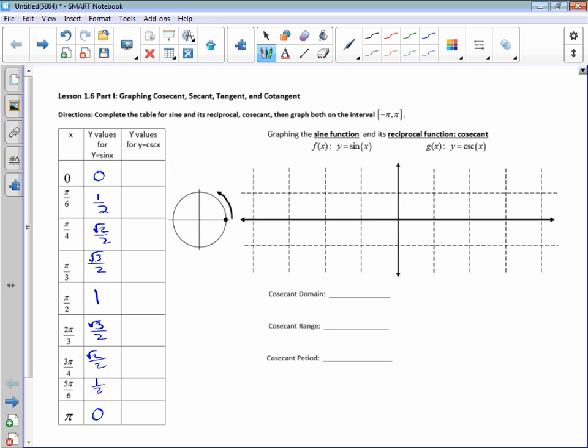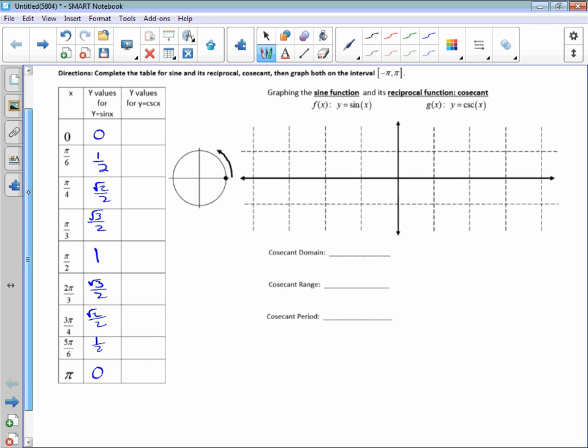Okay. So, if I want to turn all of those into cosecant values, what do I do to them? Yeah, just find the reciprocal. Well, what's the reciprocal of 0? Undefined. Good save there. Undefined. Okay. What's the reciprocal of 1/2? 2. Good. We didn't mess that one up.